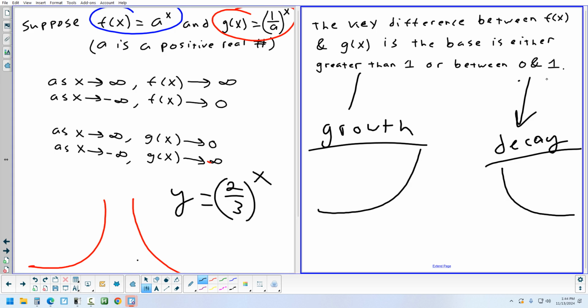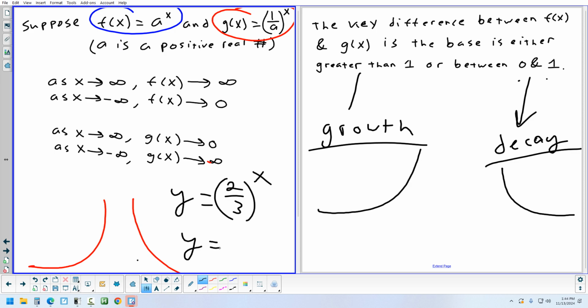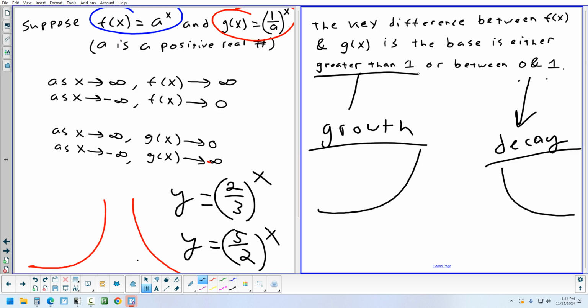So that's decay. If you throw an improper fraction in there, like 5/2, would an improper fraction be growth because it's more than 1? Well, you could have something like that. 5 divided by 2 is 2.5. That's greater than 1, so that's growth. Anything greater than 1 is growth. Anything between 0 and 1 is decay. Any question on that?